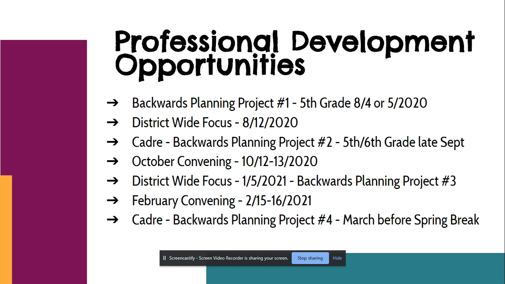Our first cadre backwards planning Project 2, 5th and 6th grade will be in late September. We'll have our October convening, which science will either be on the 12th or the 13th. District-wide focus, this will happen January 5th, where we will backwards plan project number 3. We'll have our February convening, which science will be either on the 15th or the 16th. And then lastly, backwards planning project number 4. This will be in March before spring break.